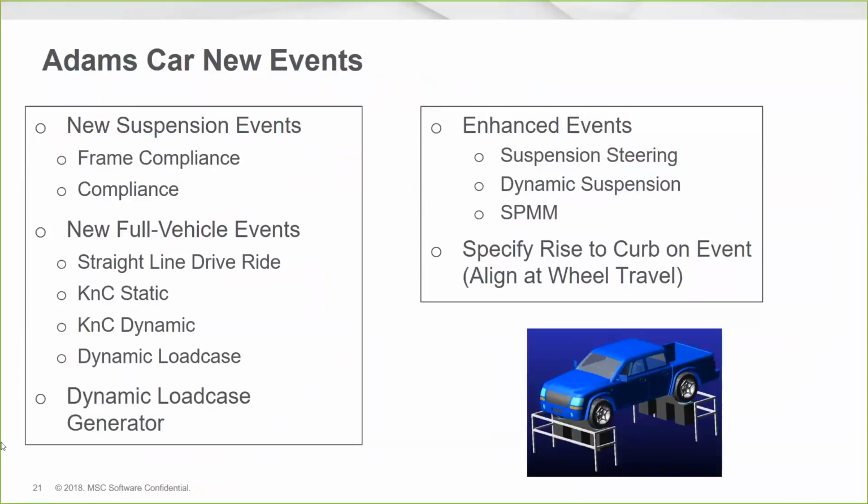We've got a KNC static event, which is very similar to the SPMM event, suspension parameter measuring machine event, that we've had for a number of releases. But this one, KNC static, has a different actuation method. It uses vertical and roll motion actuation carried out by actuating the wheel part, whereas in the SPMM event, the body is actuated.